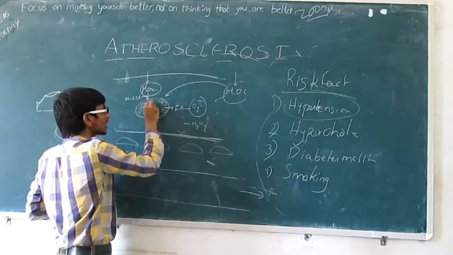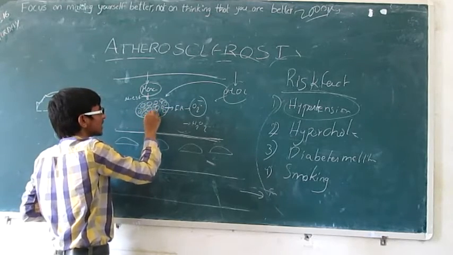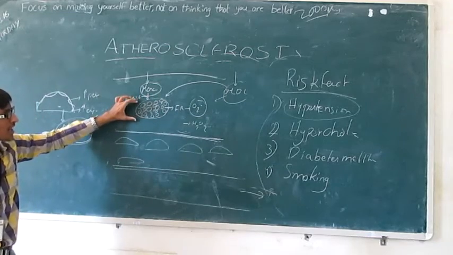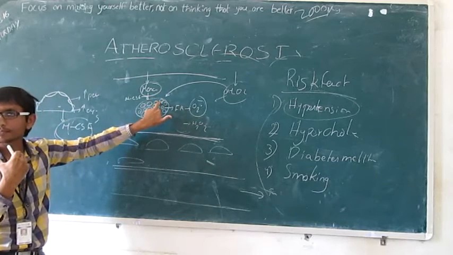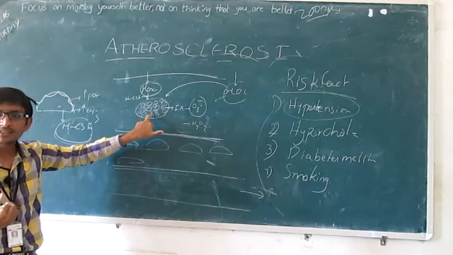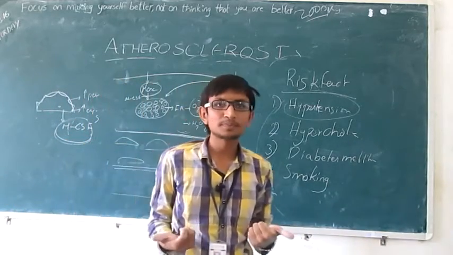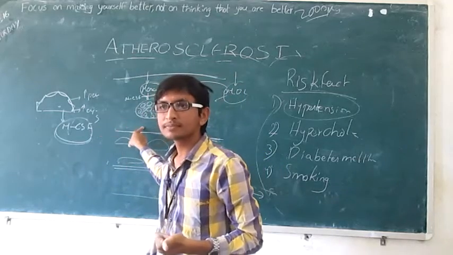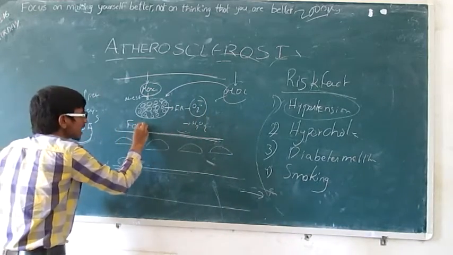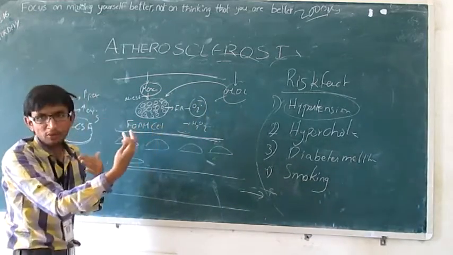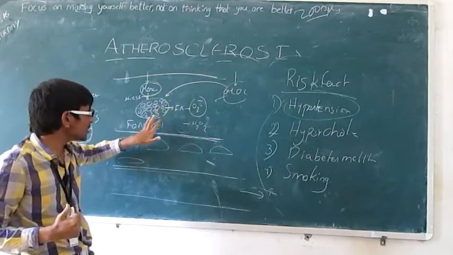Now this macrophage has taken up so much oxidized LDL. Whenever this macrophage takes this oxidized LDL into its cytoplasm, do you think it is still a macrophage? No. Can anyone tell what this cell is? Foam cell. This cell is nothing but a foam cell. Previously it was a macrophage, but once it has engulfed this oxidized LDL, it became a foam cell.